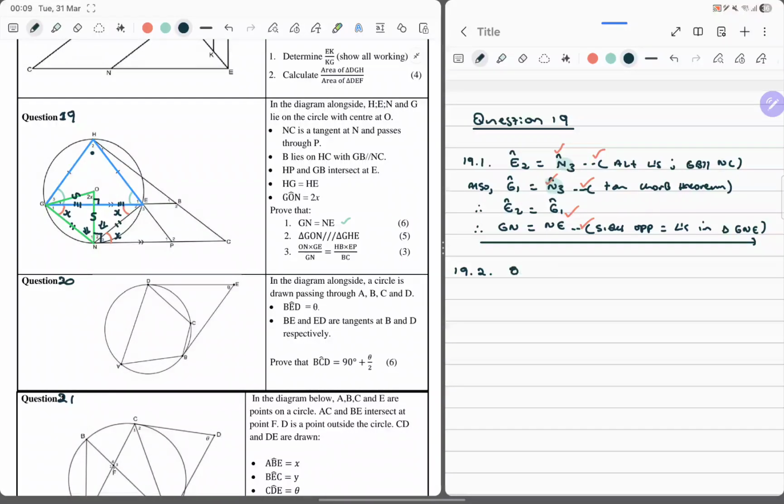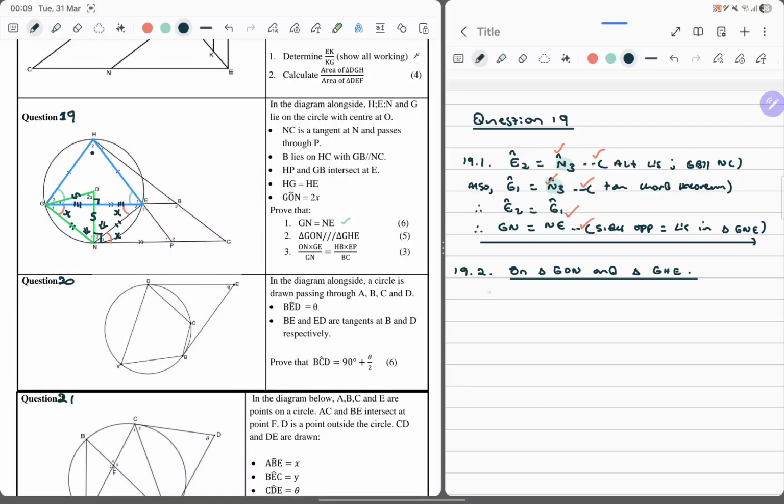We're going to say, well, in triangle GON and triangle GHE. Okay, right. So what do we want to say? Well, now we're going to have to work with one triangle, then link them up later on, because I don't see any other way.